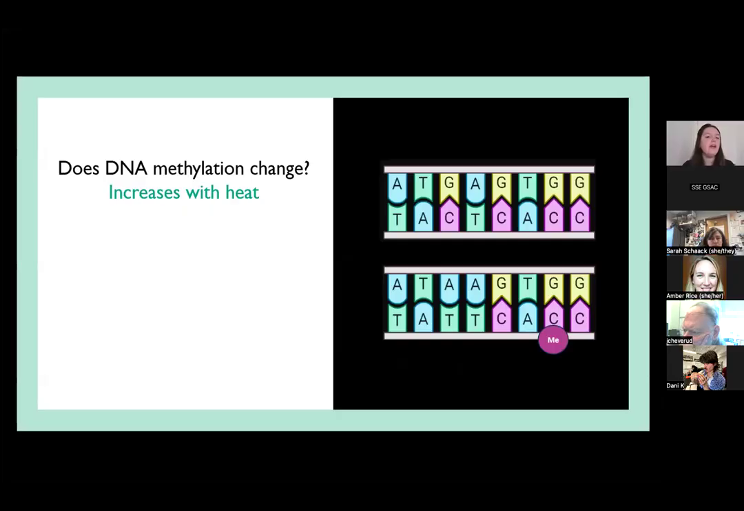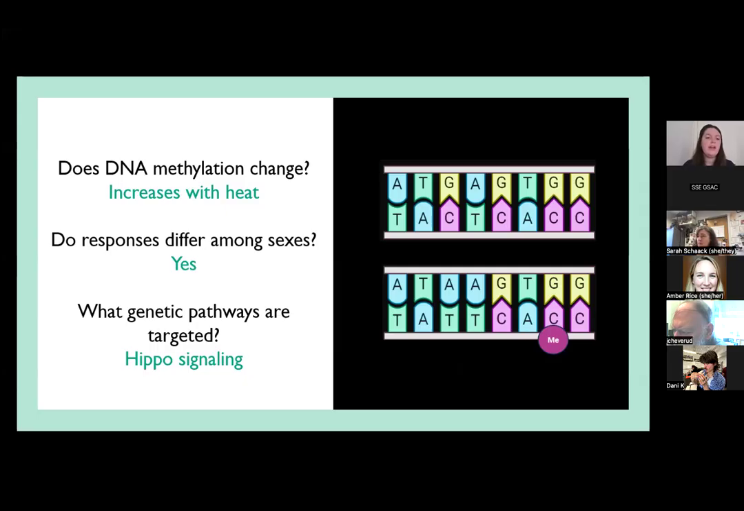So just to summarize, DNA methylation changes and it increases with heat. It's very different among sexes. Females, regardless of temperature treatment, have greater methylation than males. And also we saw different amounts of genes and different genes come out in response to heat. So the sexes are responding very differently to heat in European corn borers. And yes, we found some targeted genetic pathways, and the one that we thought was particularly cool and would like to see more research into was the hippo signaling pathway.